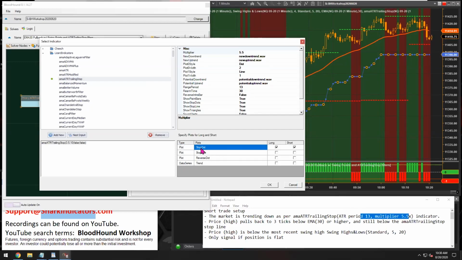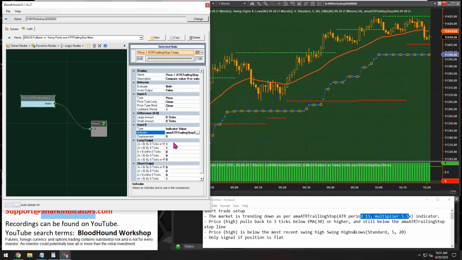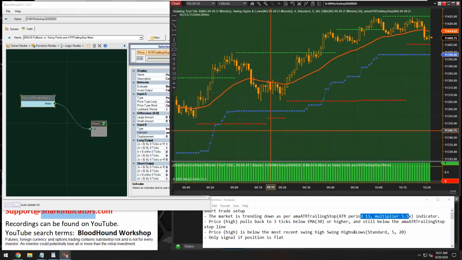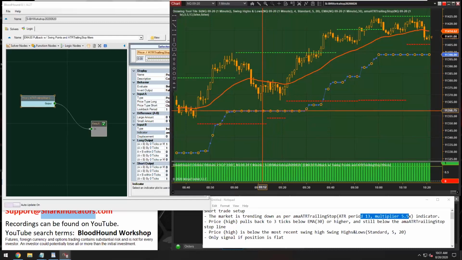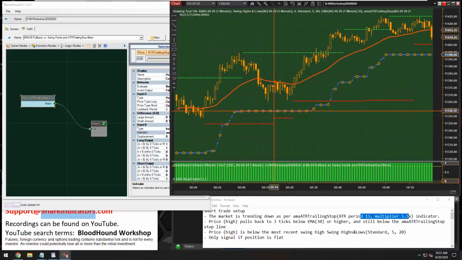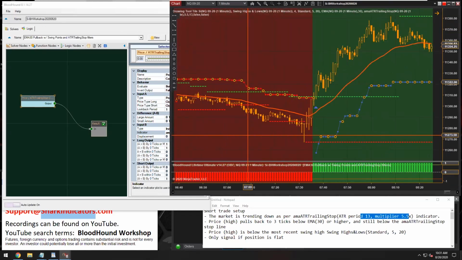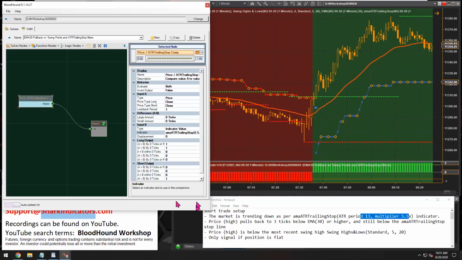Okay, next thing is make sure we've got the correct plot selected. So we'll just use the stop dots here. That'll be good enough. And there we have it. So we have a long output if the ATR trailing stop is trailing long, and let's scroll back. There we go. If the indicator is in a short trend mode, then we'll get a short output from our solver. All right, so there's the easy one.